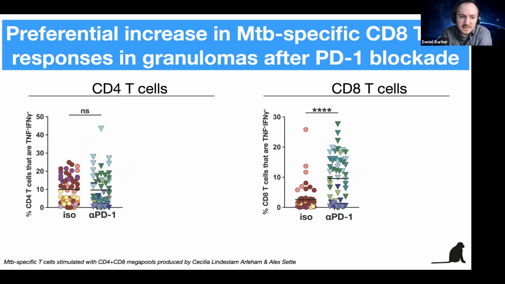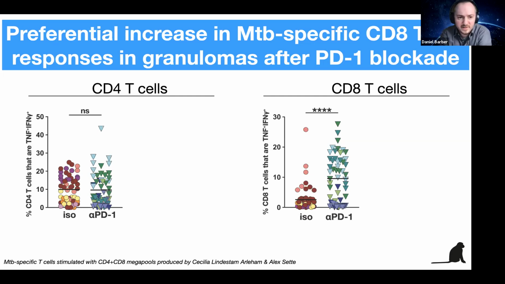We also looked at the T cell response in the granulomas. So again, each dot is an individually resected granuloma that we restimulated with the megapools and then did intracellular cytokine staining to look for antigen-specific T cells. And what we found was a bit surprising to us. There was really no difference in the magnitude of the CD4 T cell response before and after PD-1 blockade. In contrast, however, for the CD8s, there was a pretty significant increase. So rather than boosting the CD4 response, like we expected, we wound up boosting the CD8 response against TB, more obviously anyway, than for the CD4s.